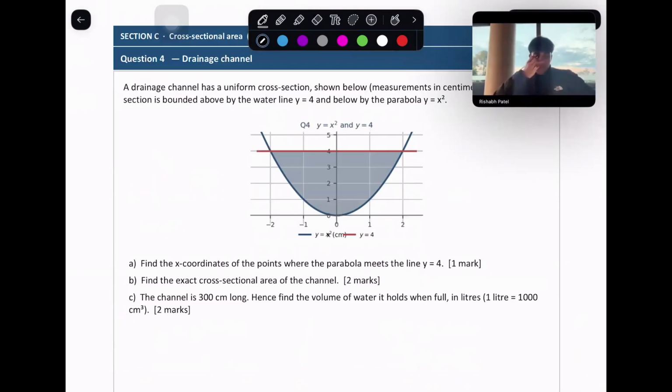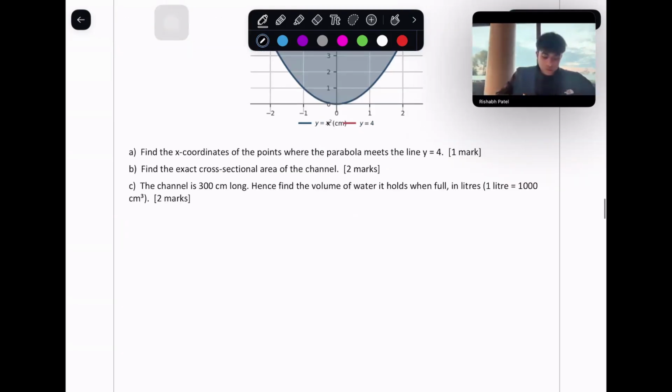Here's something more like a CF question, where they actually give you a more real-world example. We're talking about a drainage channel with a uniform cross-section, a cross-sectional area. If you imagine looking at a pipe from above, it would just look like a rectangle, but if you look at a pipe from the side, you get a circle, and that's actually the cross-sectional area.